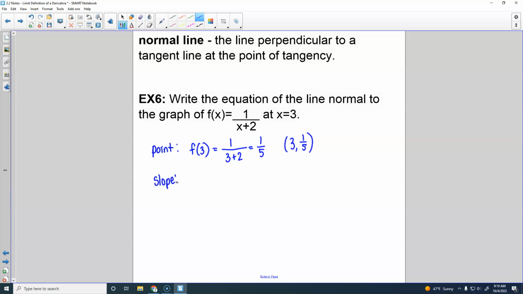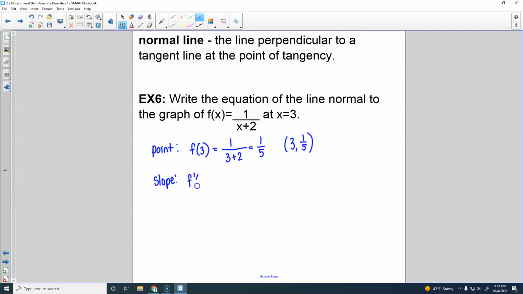Almost. You're going to flip it and make it negative. So it's the opposite reciprocal. Flip and change the sign for perpendicular lines. So once we get our answer, we need to flip it and change the sign to get the normal line slope. But the first part is just going to be like we were doing on the last one.